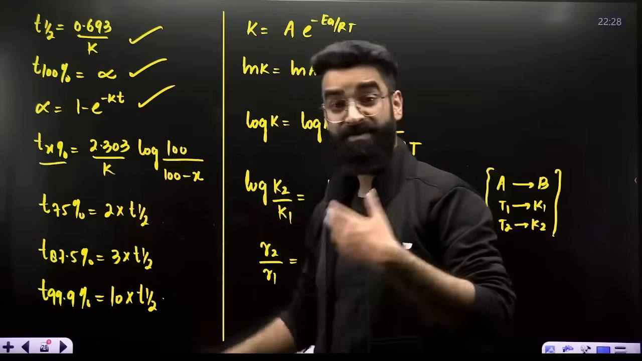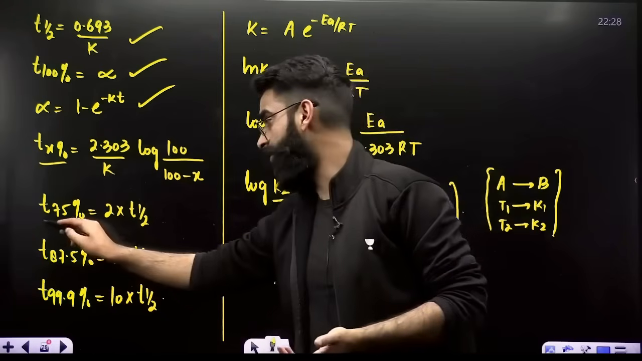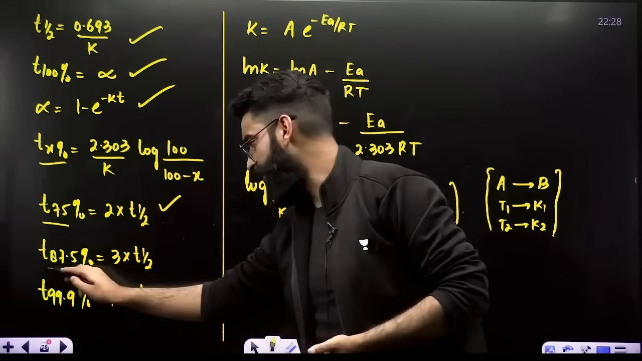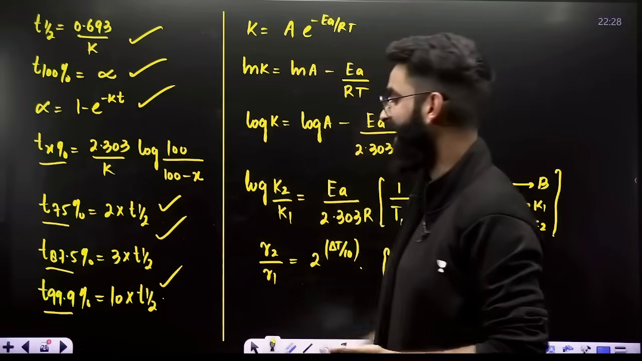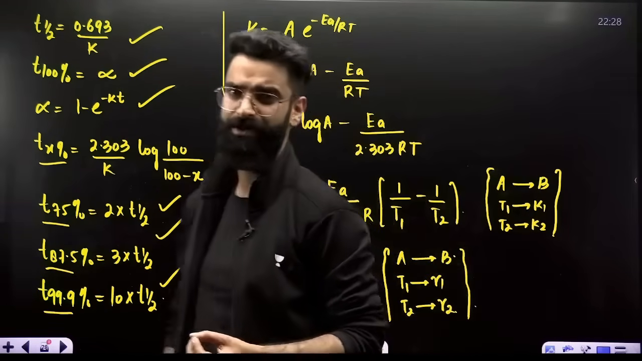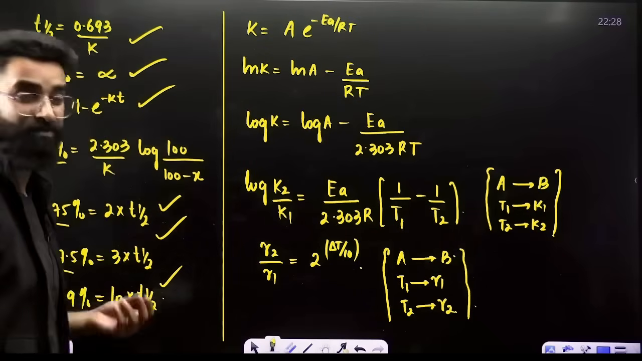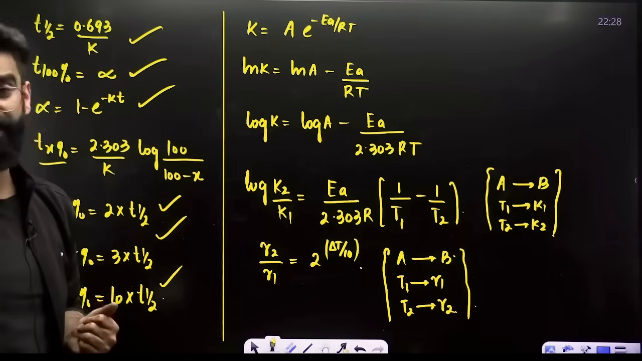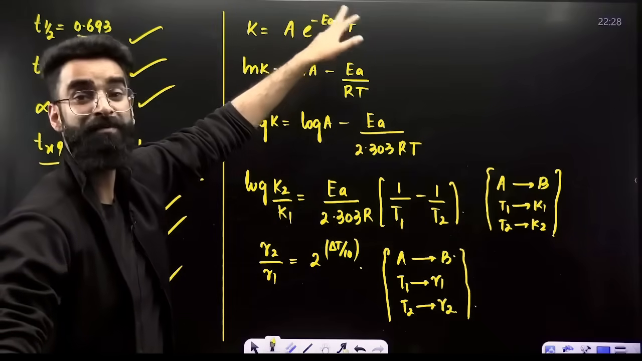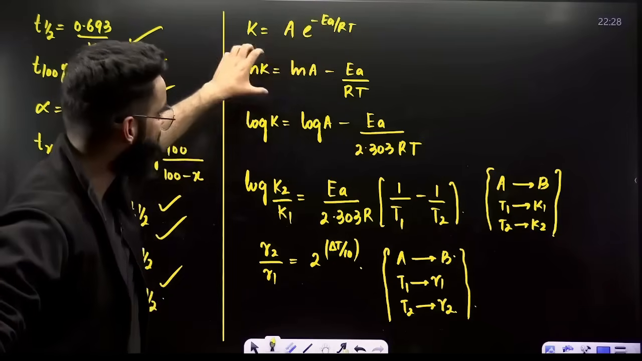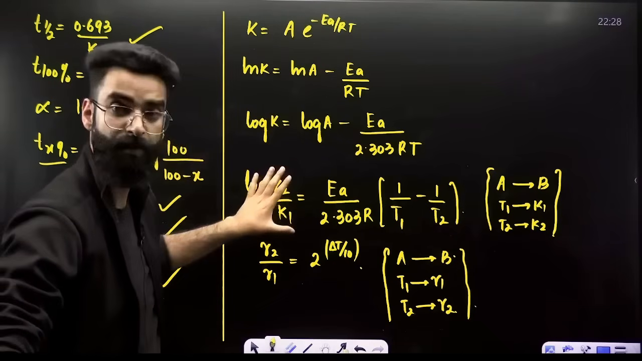Time taken to complete X% of the reaction. Similarly, time taken to complete 75% of the reaction. Time taken to complete 87.5% of the reaction. Time taken to complete 99% of the first order reaction. All these are important, with the help of which you can solve questions in much lesser time. Then, rate constant is equal to A e raised to power minus Ea by RT, your Arrhenius equation. And these are different formats of your Arrhenius equation.